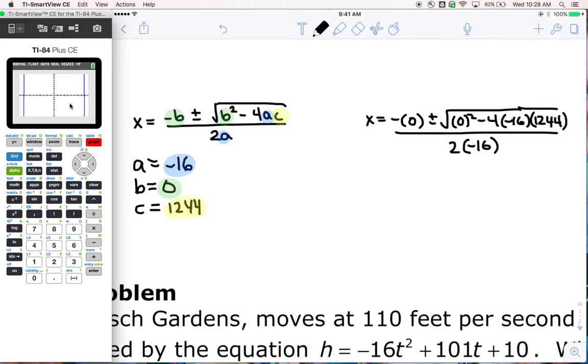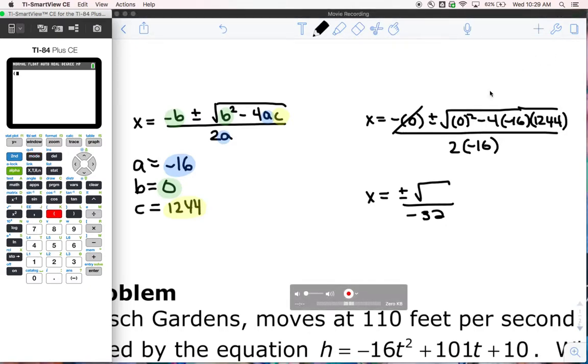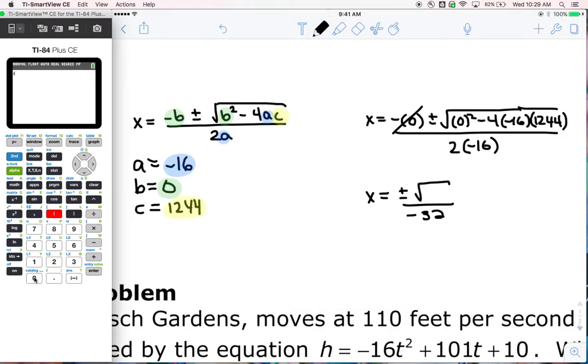All right, so let's clean this up. We have x equals negative 0, which is nothing, I don't need to write that, plus or minus the square root of some number, all over negative 32. So let's figure out what numbers are under that square root. I'm starting right here with the parentheses. So 0 squared minus 4 times a, which is negative 16, and then c, which is 1244.